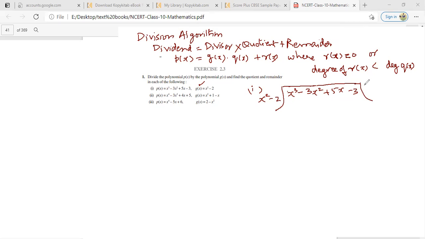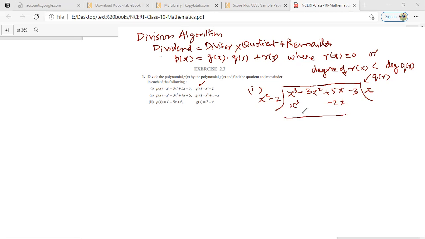And here we get the quotient, Qx, and here at last the remainder Rx will come. So the degree of remainder should be less than the degree of quotient. Degree means highest power. The degree of this dividend is 3 and the divisor is 2. So as you know, we have to make x cube. So x square multiplied with x will become x cube, and minus 2x.